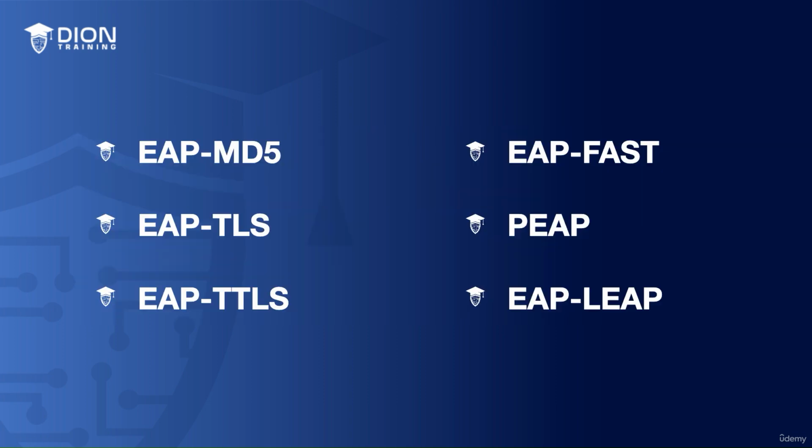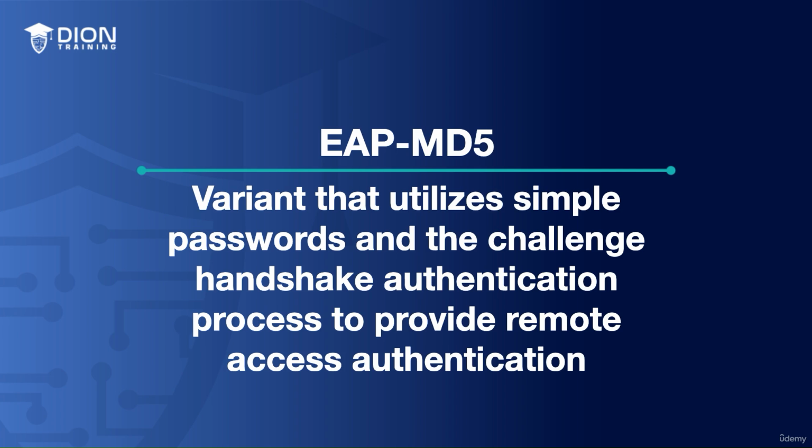There are lots of different variants of EAP, including EAP MD5, EAP TLS, EAP TTLS, EAP FAST, PEAP, and LEAP. Now let's take a look at these 6 variants of EAP to understand how they're different.